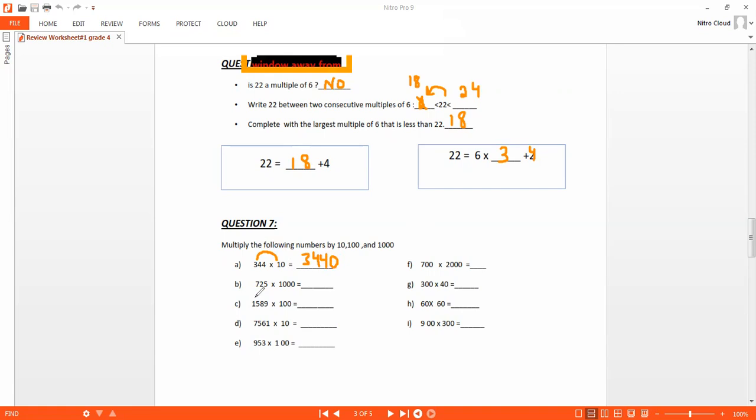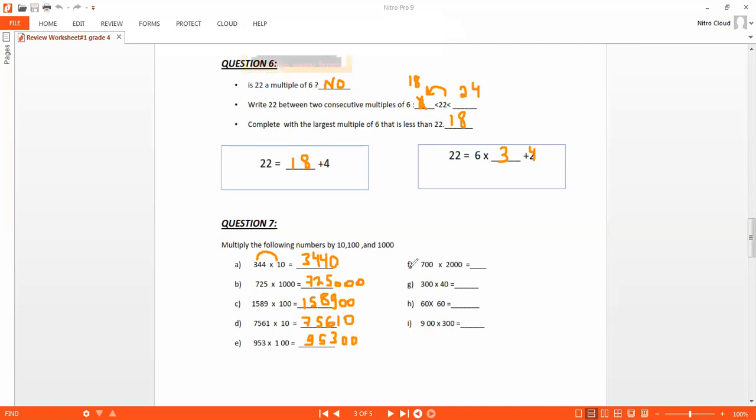Now 725 times 1, it's 725. And how many zeros do we have? We have 3 zeros, so you put them beside the number. Now 1589 times 100, you multiply 1589 by 1, which is 1589, and you put 2 zeros beside the number. Now 7561 times 10, it's also 7561, and you put 1 zero after the number. Also here we have 953, and we put 2 zeros.